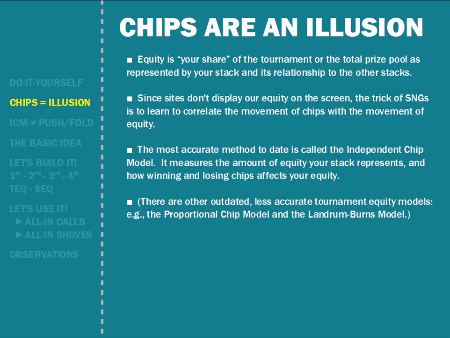Just to indicate, the proportional chip model was pretty stupid. As we know, in a sit and go, for example, your equity can never be more than 50%, since first place is 50% of the tournament, right? So your equity at any given point in the tournament can never be higher than the final prize. But with the proportional chip model, you can actually set stacks up in such a way that it will say you have more than 50%. So obviously that's wrong. And then the Landrum-Burns model had some problems in the sense that it overvalued short stacks and undervalued big stacks.